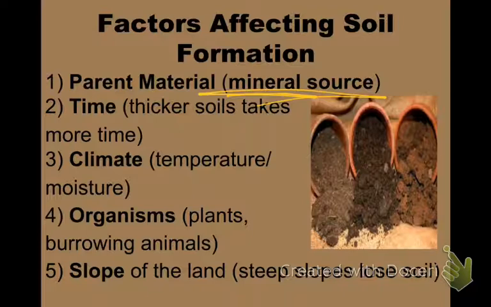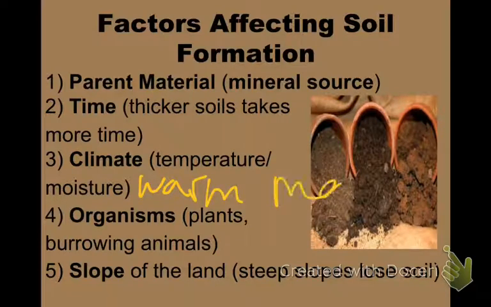Next, we have climate. Now, what type of climate do you think is going to cause the fastest weathering? And remember, climate's going to be the temperature and moisture. Well, whatever climate causes faster weathering will also cause more soil formation, because the first process in making dirt is weathering. So the climate that's going to lead to the thickest soils is going to be your warm, moist climates, because that is the climate where weathering occurs the fastest.